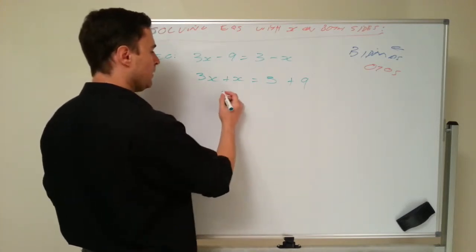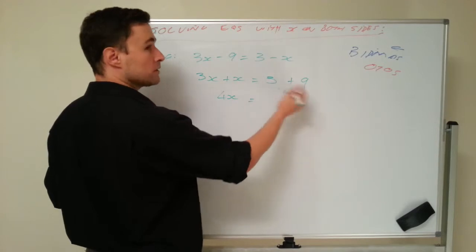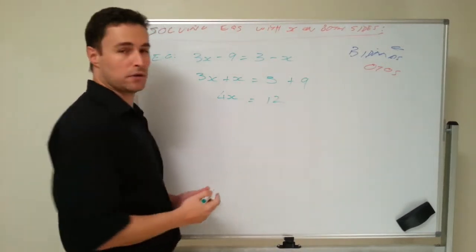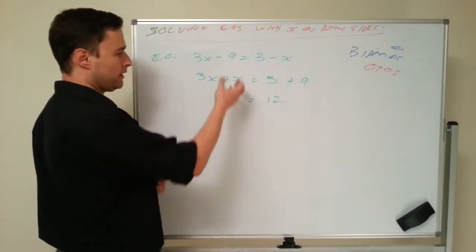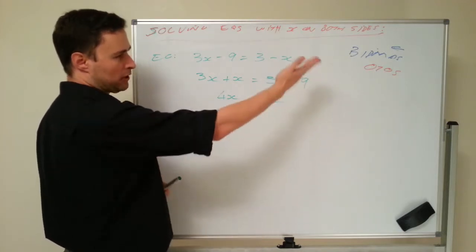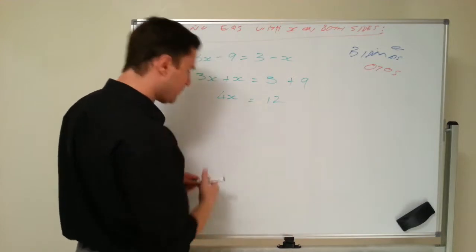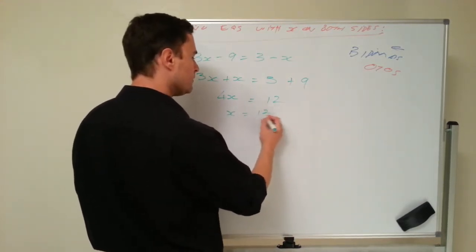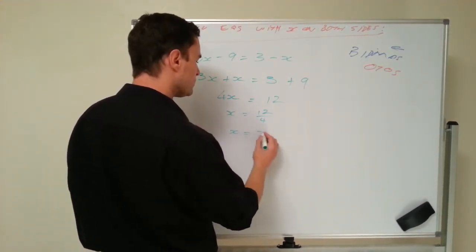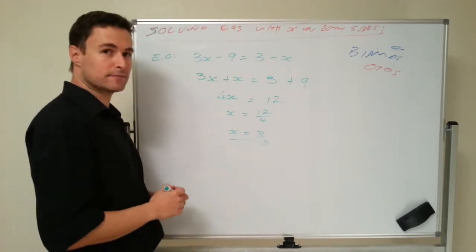3x plus x is 4x. Equals 3 plus 9 is 12. Now we've got everything together: the x's tidied and the numbers tidied. We can jump back to BidMass. The opposite of times by 4 is divided by 4. X equals 12 divided by 4. X equals 3. Done.